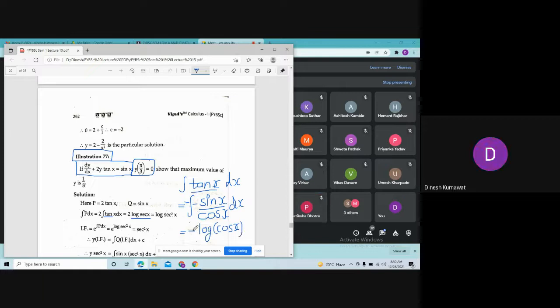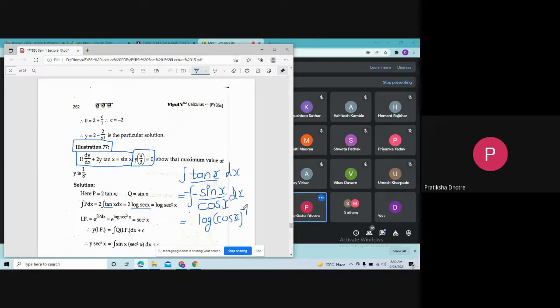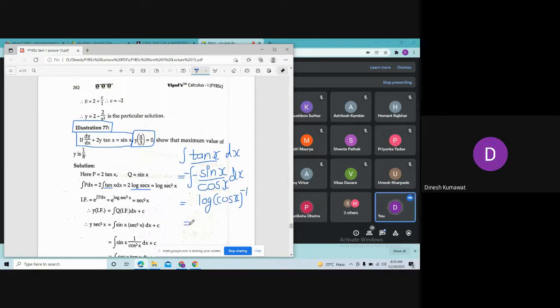Now take this minus sign to the power of cos x. So it becomes what? Cos x raised to minus 1, which is equivalent to say log of 1 upon cos x. And 1 upon cos is nothing but sec x. Hence we are getting integration of tan x is log of sec x. Is that clear to everyone?